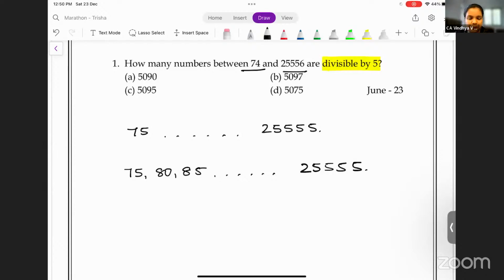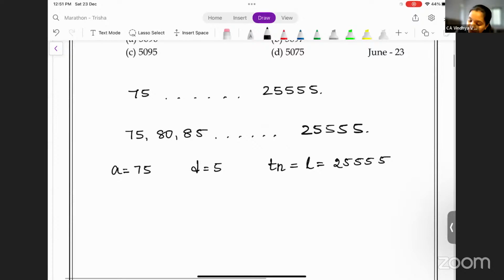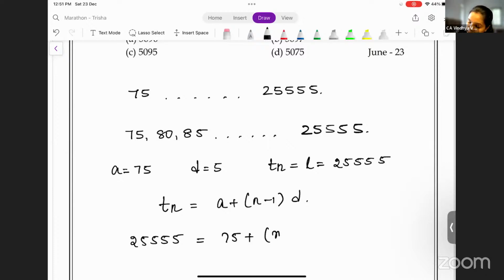This is how you need to analyze whether it is AP or GP. Don't jump to a conclusion. So a is 75, the first value. The common difference is 5, and Tn or l is 25,555. You need to find how many numbers. That means you have to find the value of n, for which we will use the Tn formula. So what is Tn? a plus n minus 1 into d. Substituting, 25,555 is equal to 75 plus n minus 1 into 5.